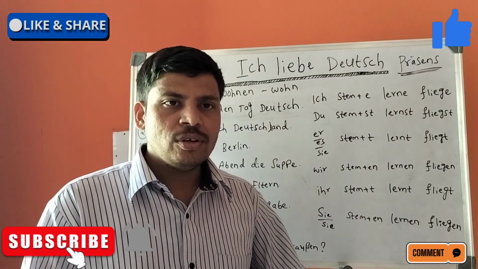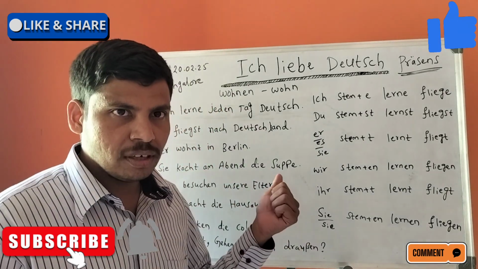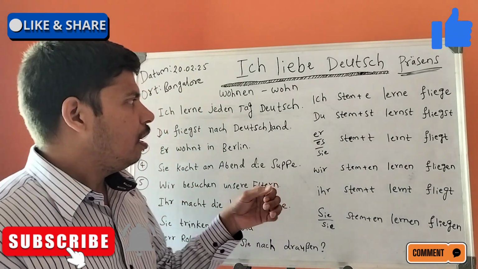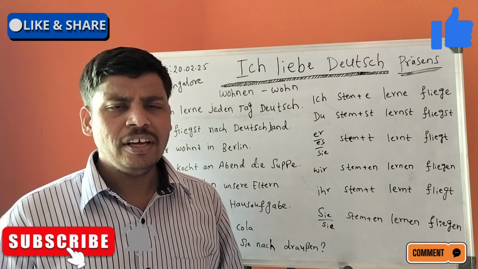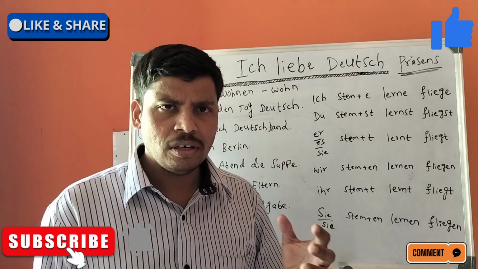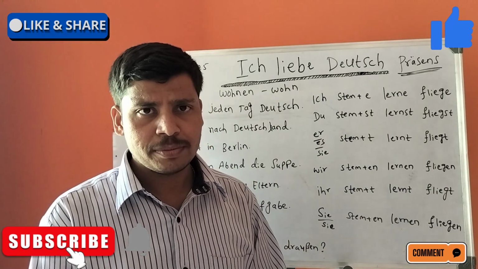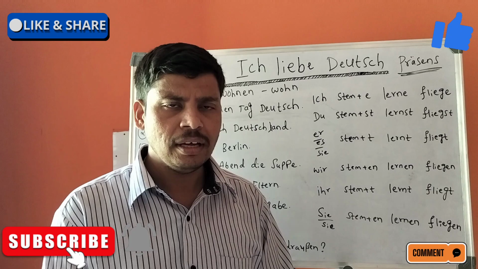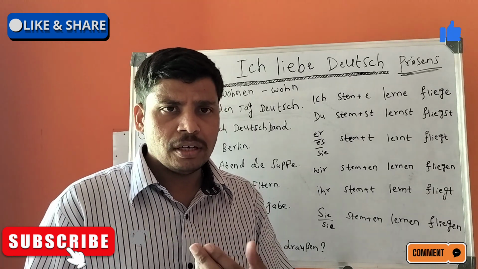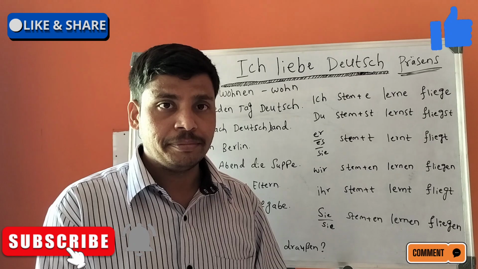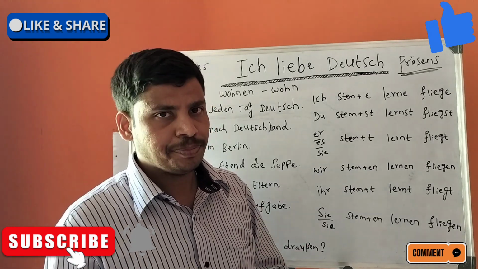In the previous videos we have learned sein, haben and now we are going to learn the present tense. Like I said in the last video, every verb has its own conjugations. Now we are dealing with regular verbs. In German we have two types of verbs, regular verbs and irregular verbs. We also have a different type of verbs, that is trennbare Verben. First we shall discuss regular verbs.